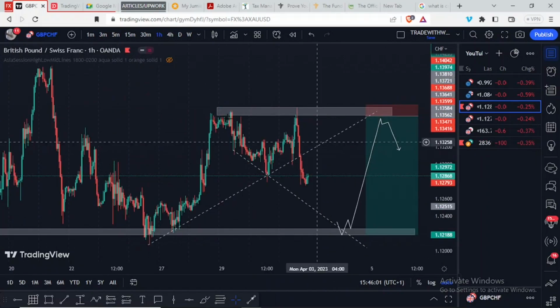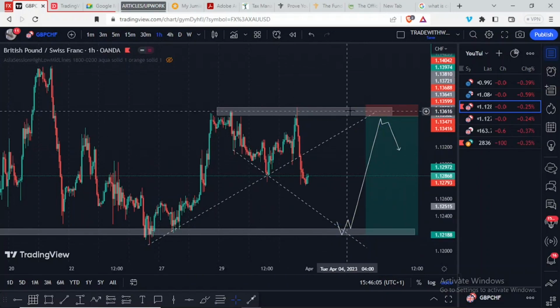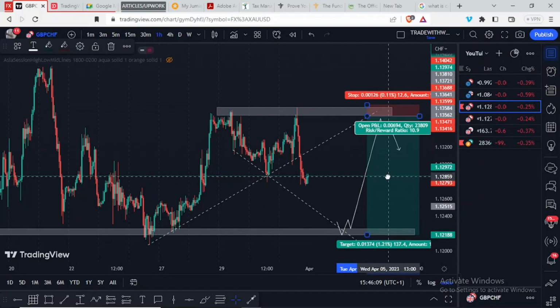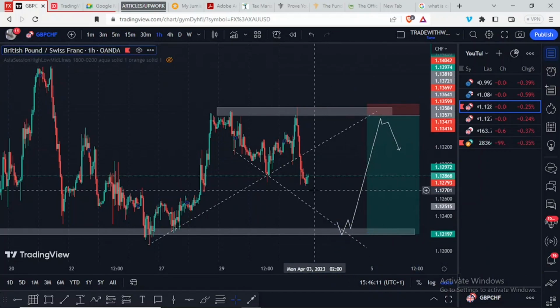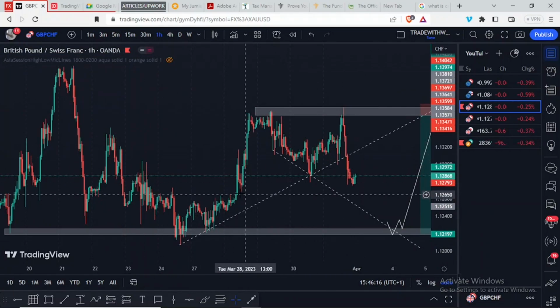Okay, now what about the short-term movement or inside movement? I've drawn out my expectation for the week, but it might not immediately go there and react like that. So we still have some inner structures that we can follow.